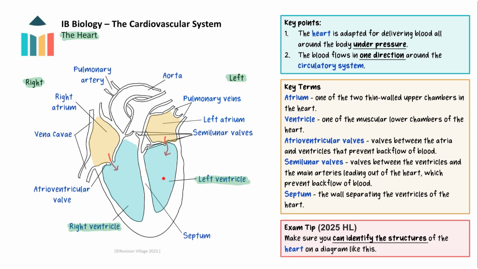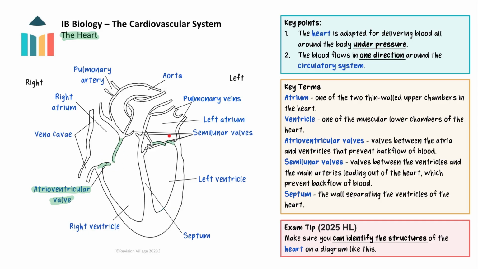When the ventricles contract, they push the blood out of the heart through arteries. The left ventricle pushes blood out of the heart through the aorta to the body. The right ventricle pushes the blood out of the heart through the pulmonary artery to the lungs.